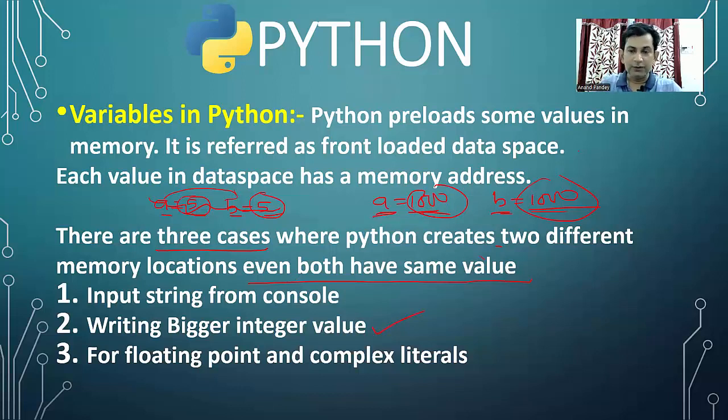Now the third situation: for floating point and complex literals, Python always creates different memory locations. There will be no same memory locations. So these are three special situations in which, even if two variables have the same values, there will be different memory locations for them. Okay, I think the things are clear.